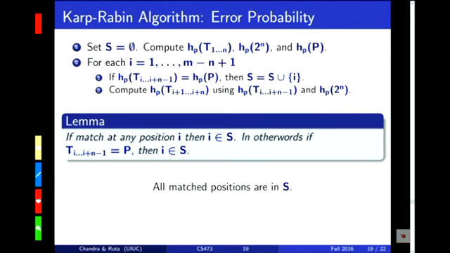So first of all, before we go into that, I want to talk about error. How much error do we make? Is the set S we compute correct or wrong? So do we have all the indices where the pattern is matched in set S? So suppose I have a match at ith position. Will I be there in S?